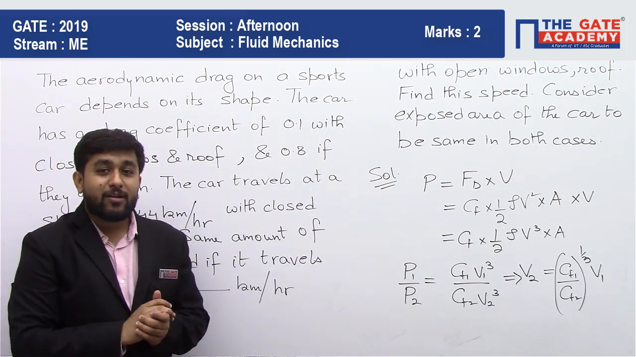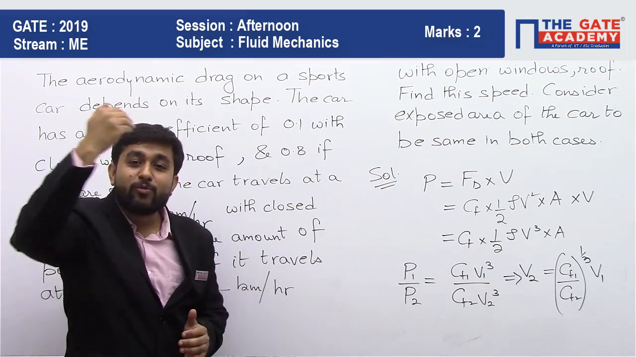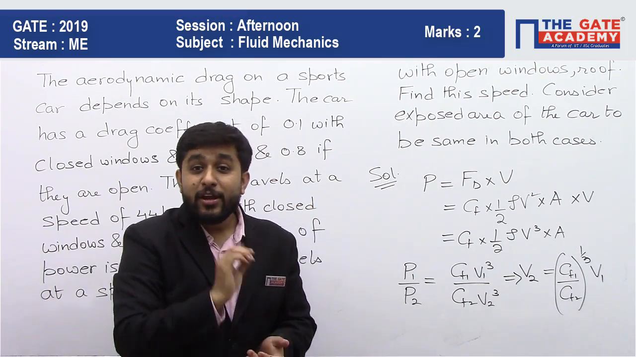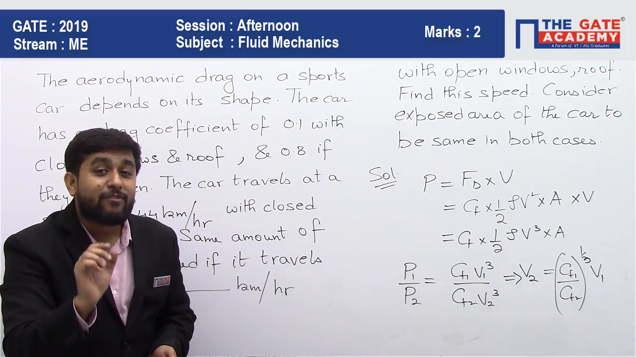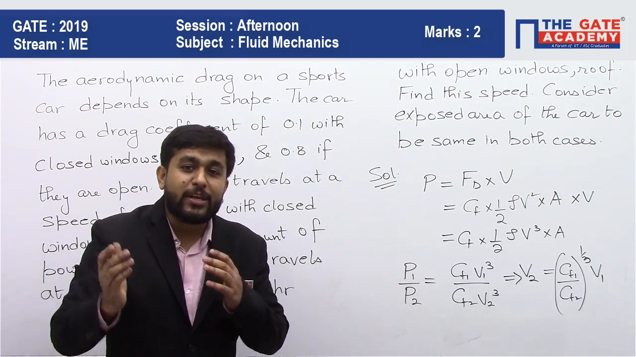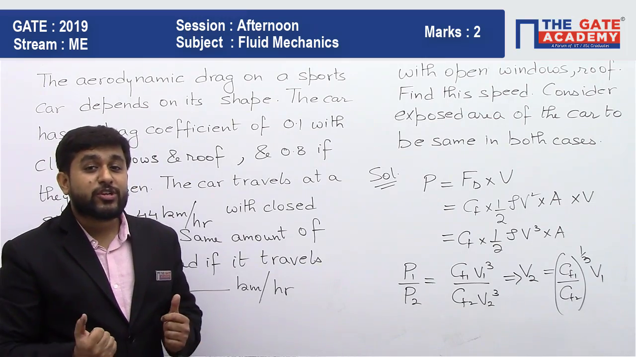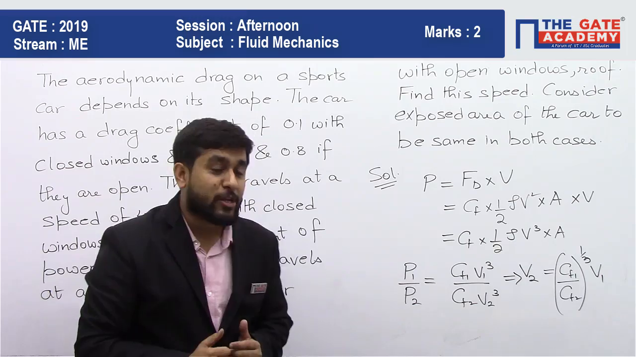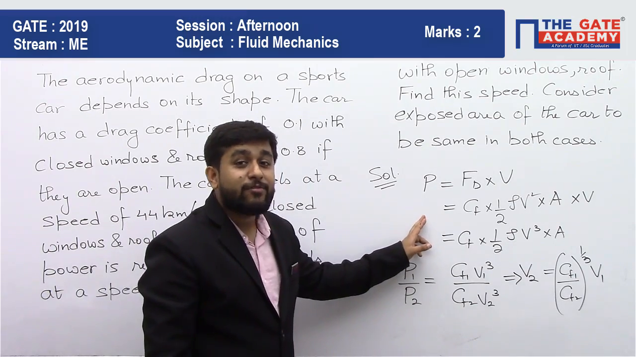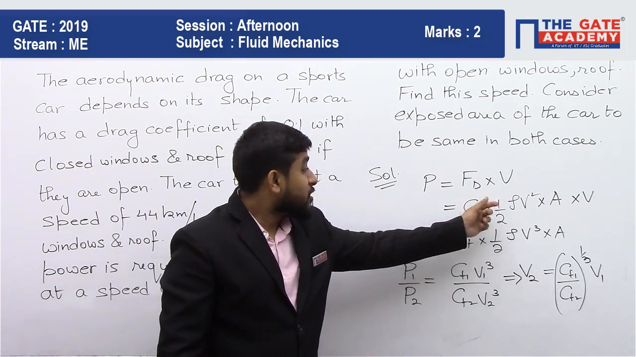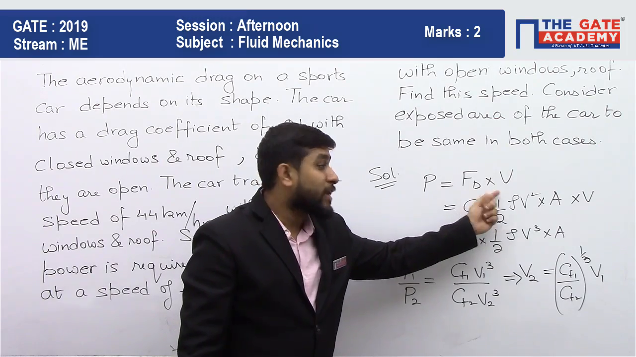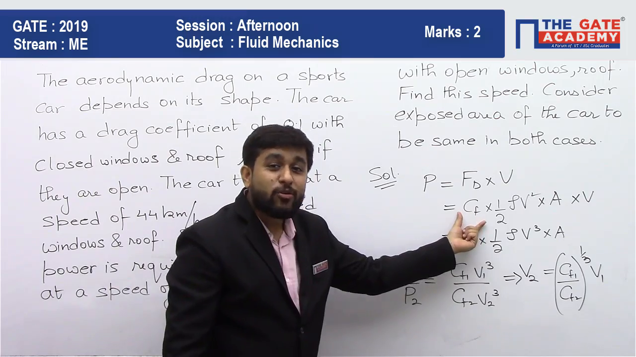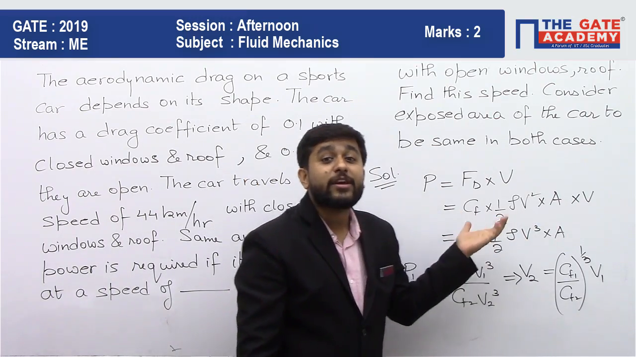So basically when the car moves ahead, air moves in the backward direction with respect to it. So it will exert a drag force. Drag force, you can write it in terms of average shear stress into area. What is average shear stress? It is skin friction coefficient, that is the drag coefficient, into dynamic pressure. So power required will be equal to drag force into velocity, where drag force is equal to tau into area. Now tau can be written like this: skin friction coefficient, drag coefficient, into dynamic pressure of the air stream.